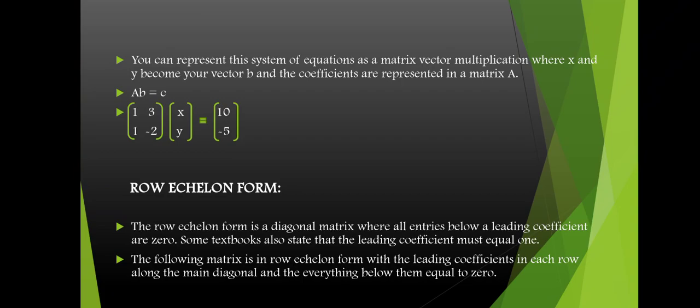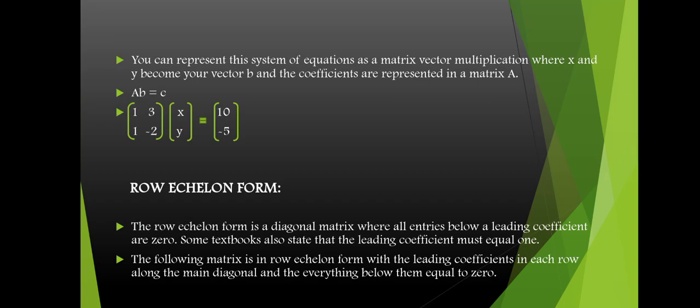You can represent this system of equations as a matrix-vector multiplication, where x and y become your vector b and the coefficients are represented in a matrix A. AB is equal to C. So the matrix [1, 3; 1, minus 2] times [x, y] is equal to [10, minus 5].